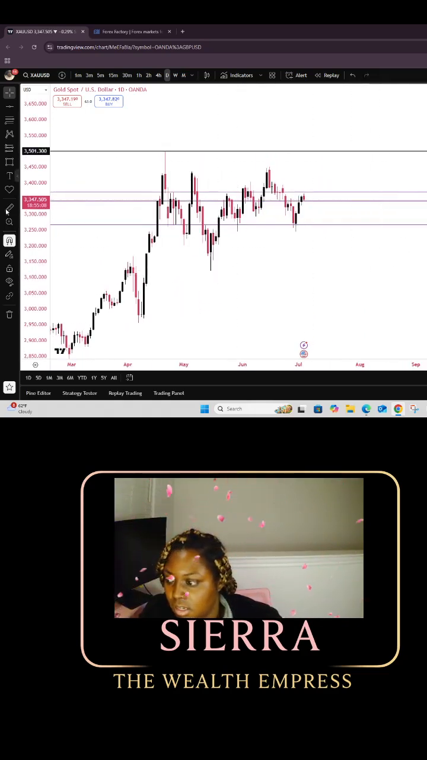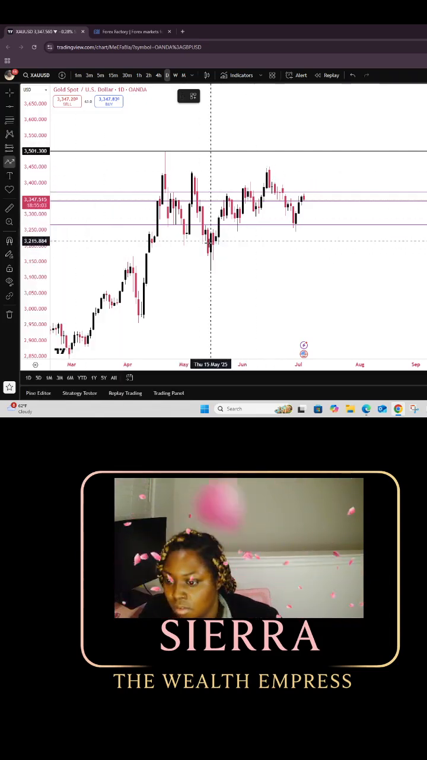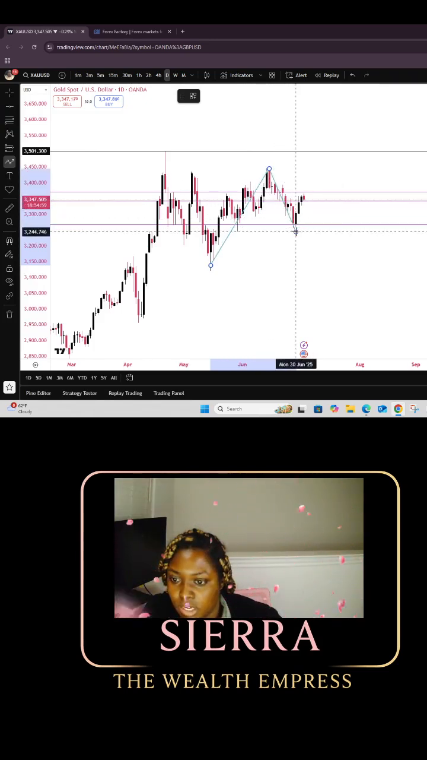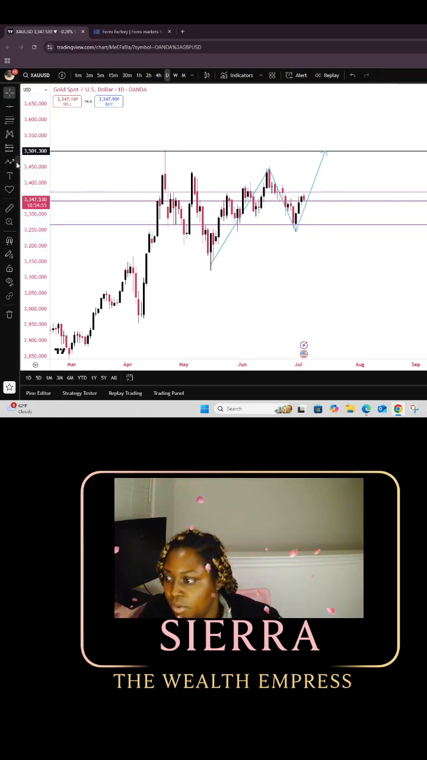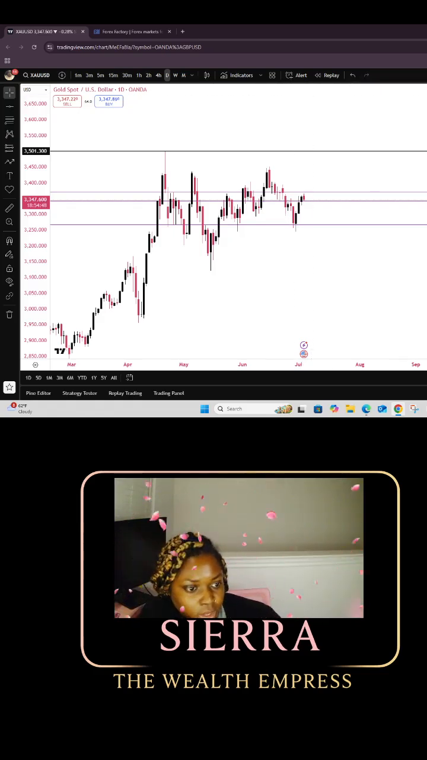Right? And then this is looking like here. This was my impulse move here. And this was my continuation. I'm sorry, my correction. And now we're going into continuation mode. But I don't swing trade. I don't want to hold it.